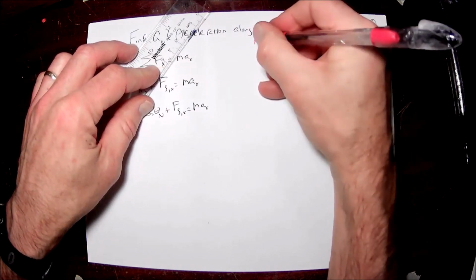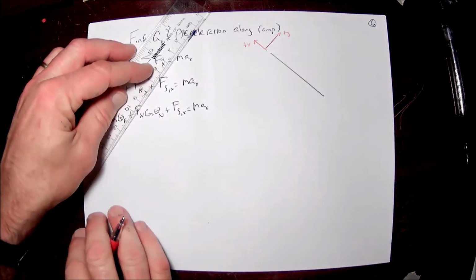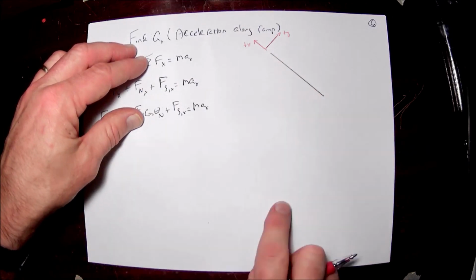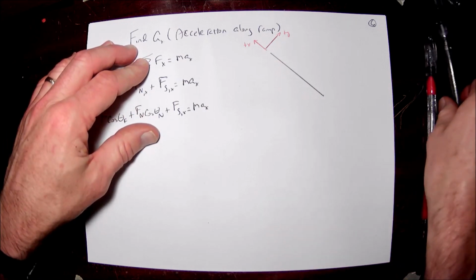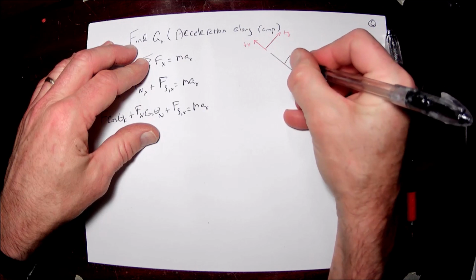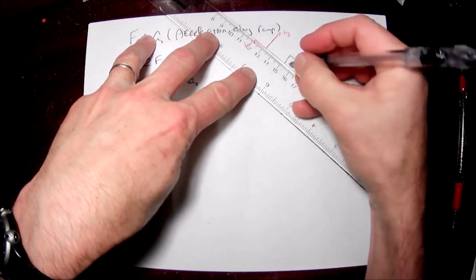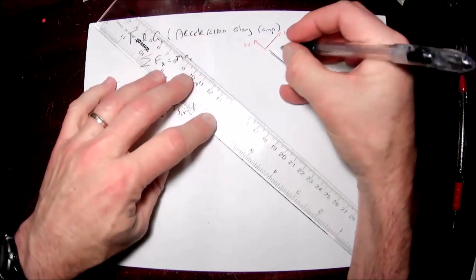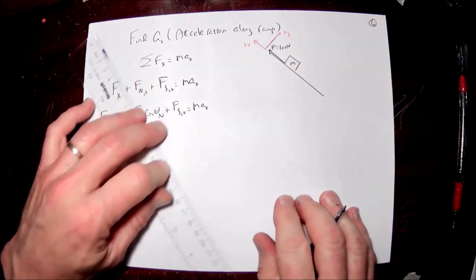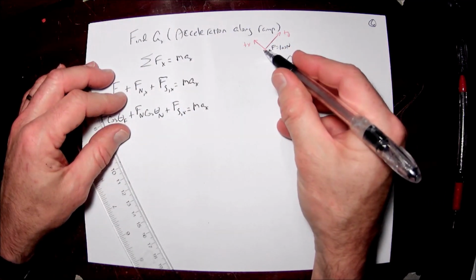Always draw your X and Y axes. If you've never done this before on the incline, I always would draw my X, Y axis so you get in the swing of things. That X, Y axis always points in this direction. All right, so here's my mass, and there's my 100 Newton force through the person.